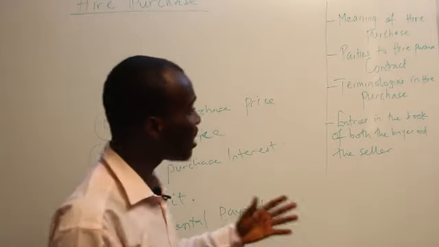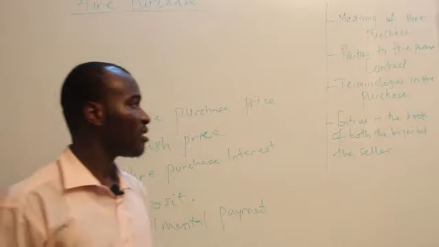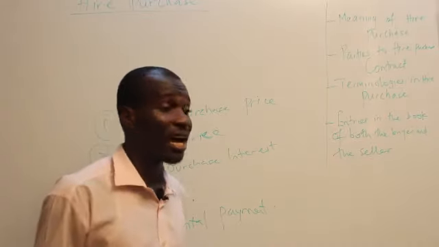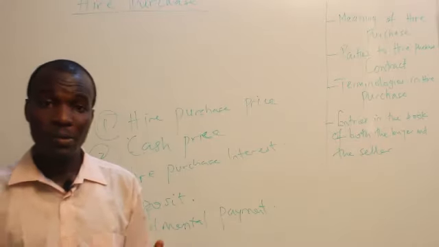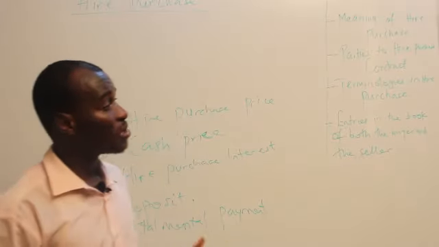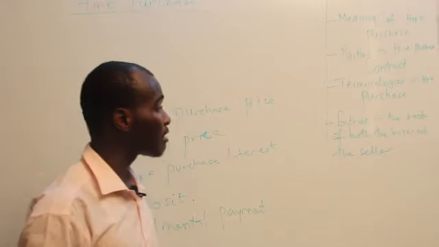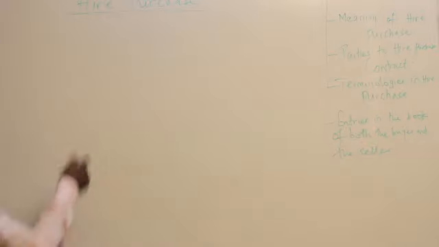Now we can go to the entries in the books of both the buyer and the seller. So how can we enter a hire purchase contract in the books of the buyer? Since we have two major parties in the contract, the buyer has to maintain the hire purchase contract in his own books, while the seller maintains it in his or her own books. So let's look at the buyer's books first.